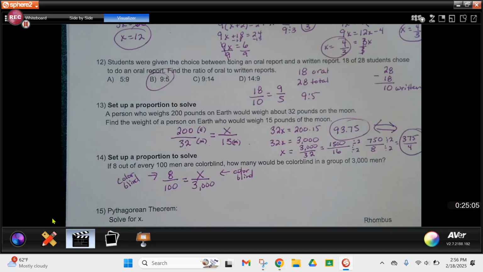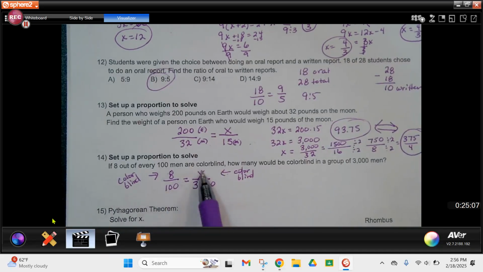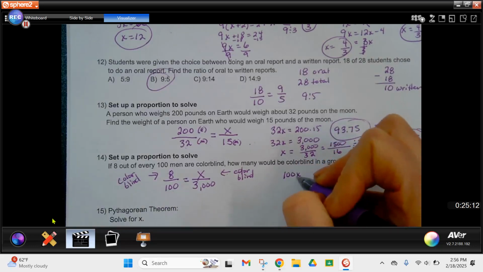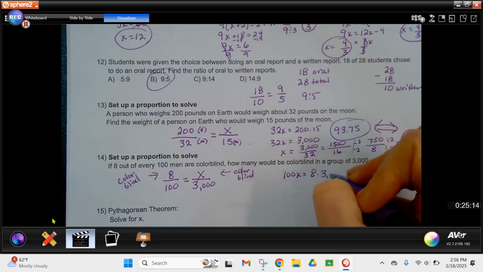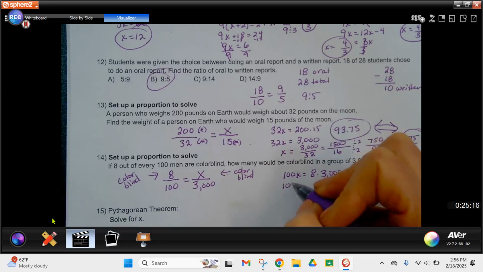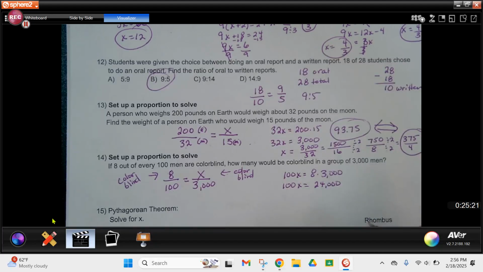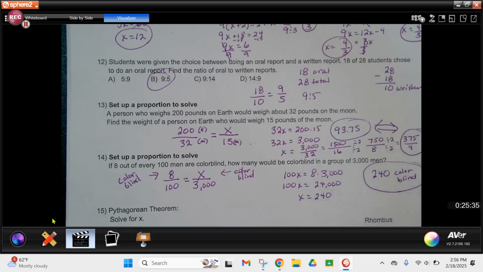Take a moment to absorb that and really make sure you're putting the colorblind number on top. Cross multiply, 100x equals 8 times 3,000. So that's 100x equals 24,000. Divide by 100 and we get 240. So 240 men would be colorblind out of 3,000 men. All right, almost done.